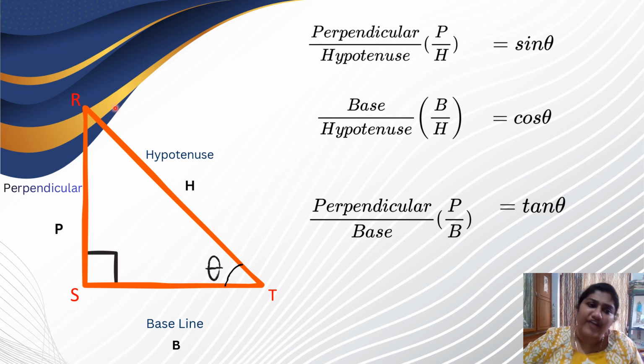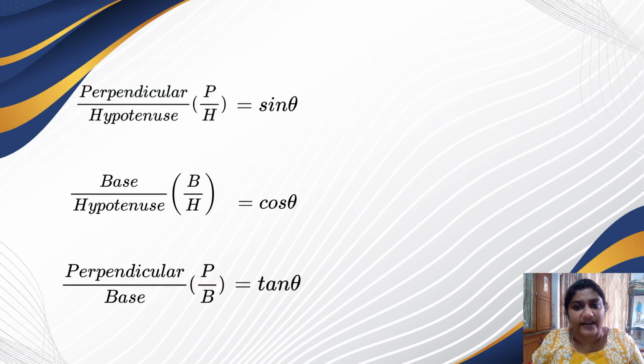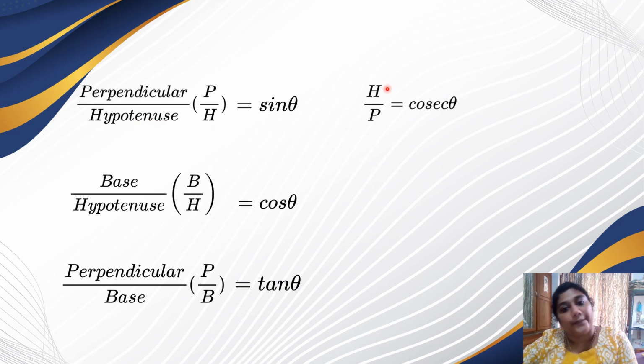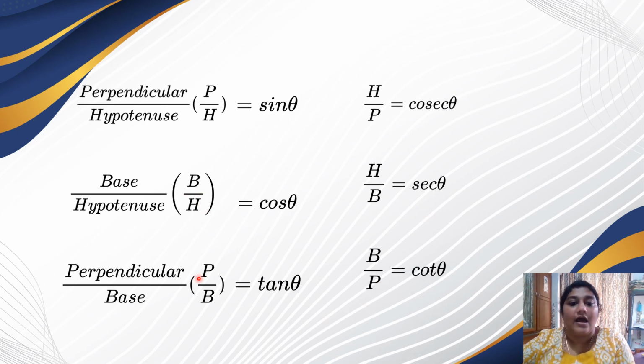Also, you can find other ratios from this right angled triangle. Here we have taken perpendicular by hypotenuse, so we can also take hypotenuse by perpendicular. That ratio is called cosec theta. Another one is the reciprocal of this one: hypotenuse by base, that is called sec theta. And the next one is base by perpendicular, and that is called cot theta.